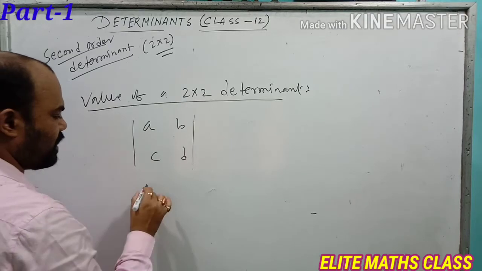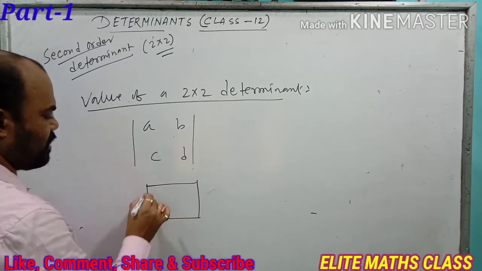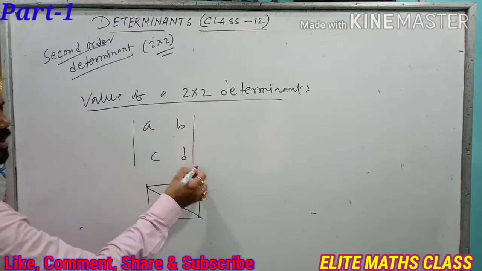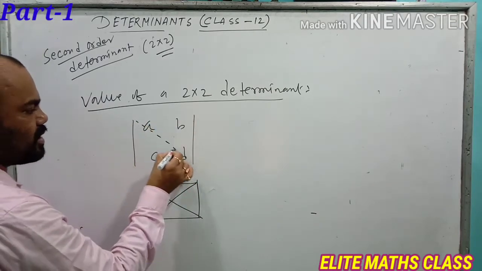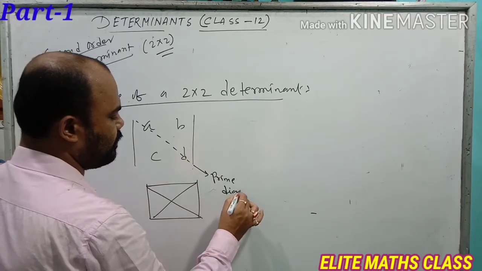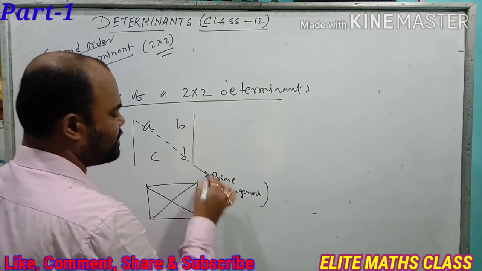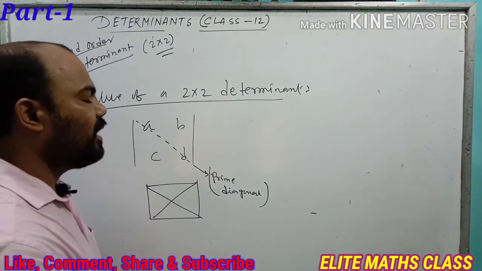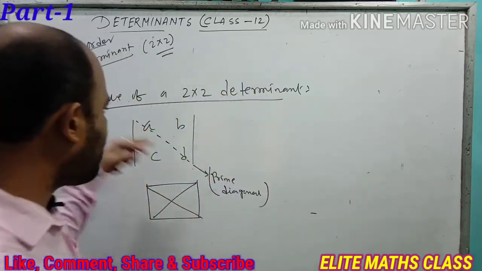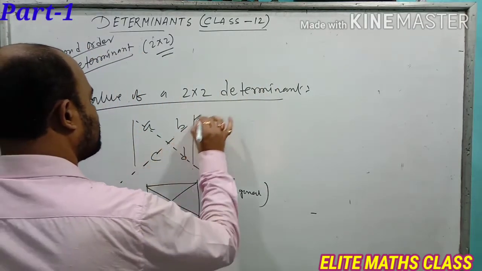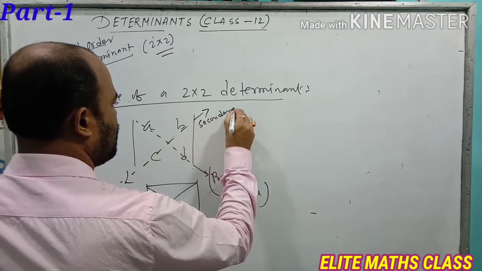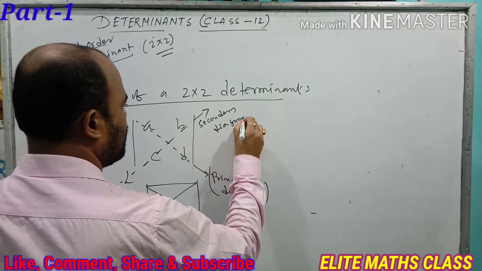If we consider this as a square, then how many diagonals are there? 2 diagonals. This one is one diagonal, this one is another diagonal. This diagonal is called the prime diagonal. Whenever in a determinant we talk about the diagonal, always remember that diagonal in a determinant means the prime diagonal only. And this one is another diagonal, called the secondary diagonal.